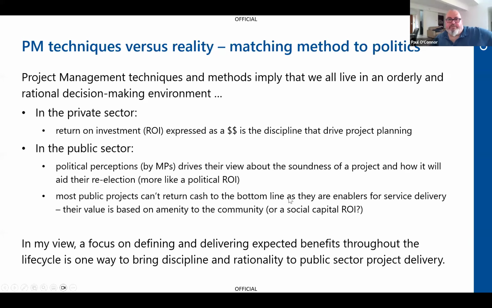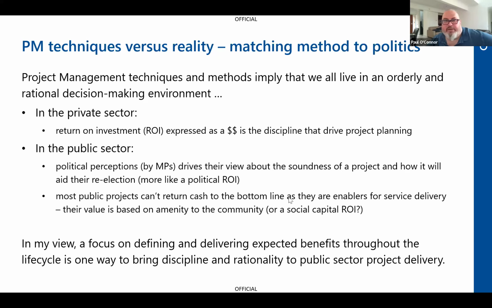And that's mainly because most public sector projects are an enabler of some sort of public service delivery. And their fundamental value is based on amenity to the community. So, the hospital, the school, or prison sort of amenity. It's an amenity for us who aren't offenders, but it's probably not an amenity for offenders. They're probably saying, why did you build this on my behalf? But I guess we're very happy that perhaps they're not living amongst us and stealing our cars or whatever. But it is basically an amenity.